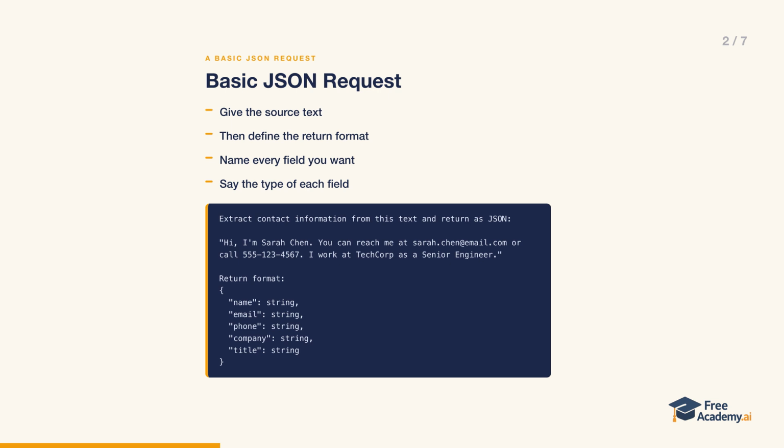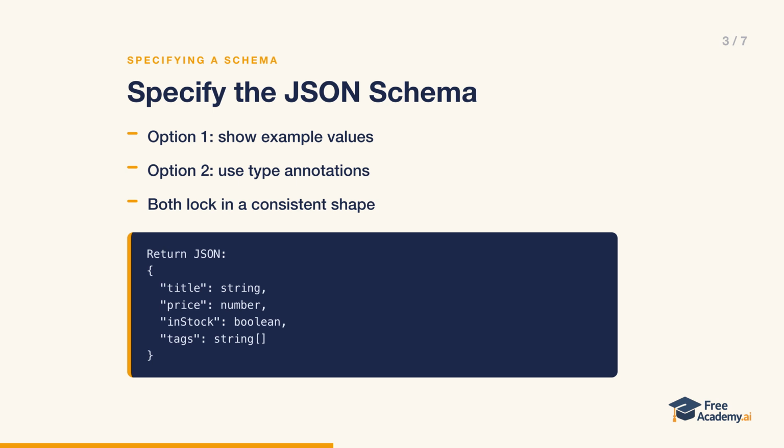Give the AI the text, then hand it the exact JSON structure you expect in return. Always provide the expected structure, and there are two good ways to do it. The first is with example values. You write out the JSON with realistic sample data, like a title set to a product name, a price of 99.99, in-stock set to true, and a tags array. The model copies that shape and fills in real values.